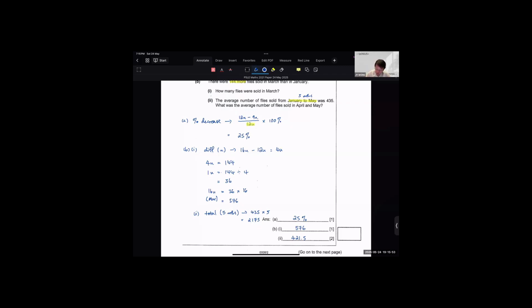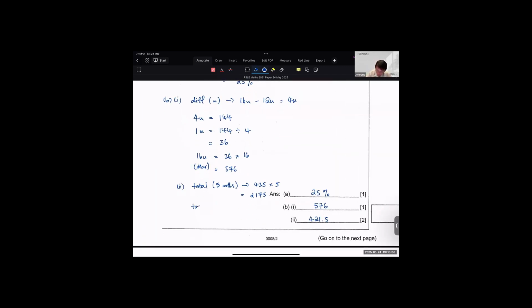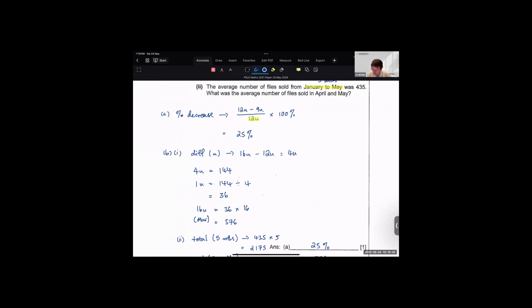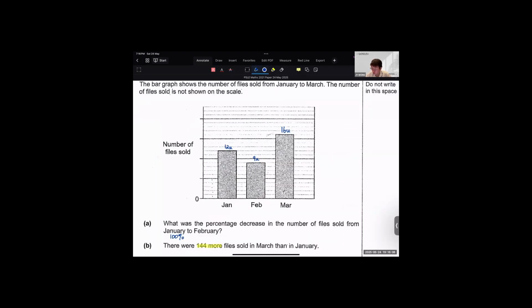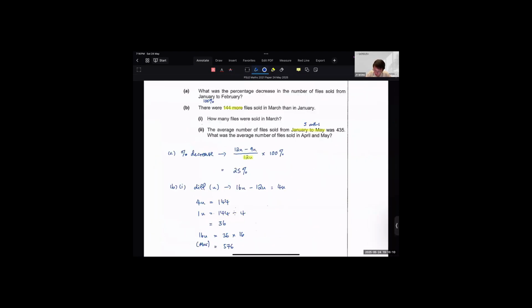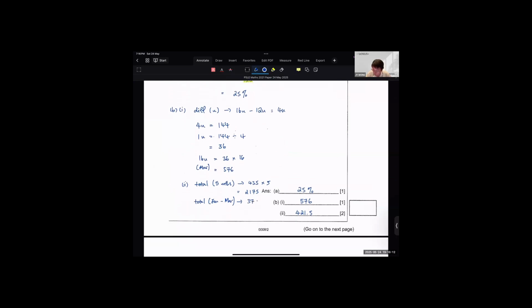You can find your total from Jan to March. What is your total from Jan to March? You need to go and count. How many units in total? 21 plus 16 is 37 units. So 37 units multiplied by 1 unit, which is 36. You will get 1372.